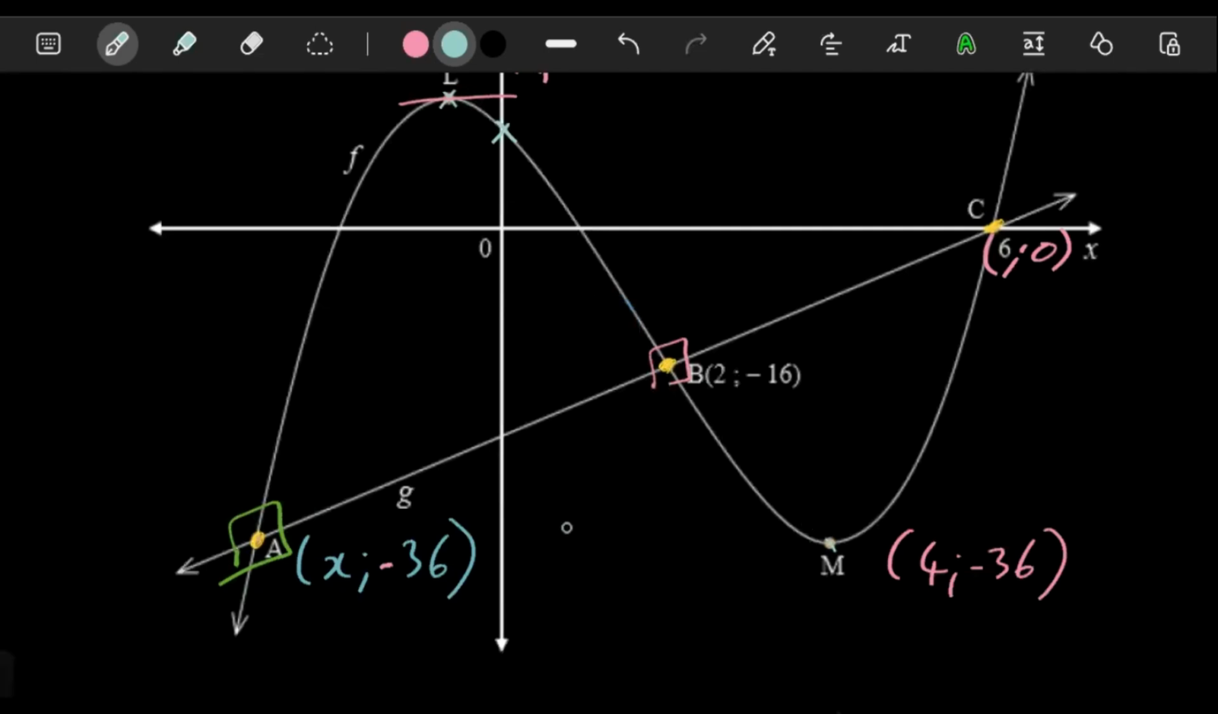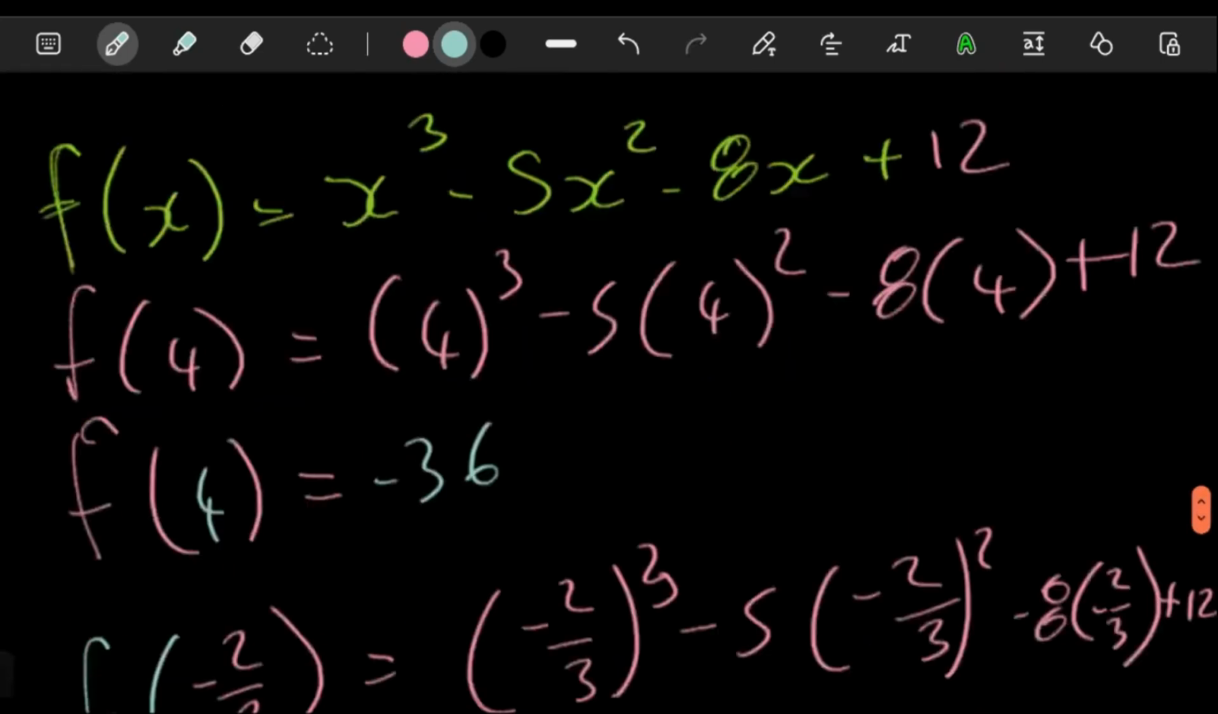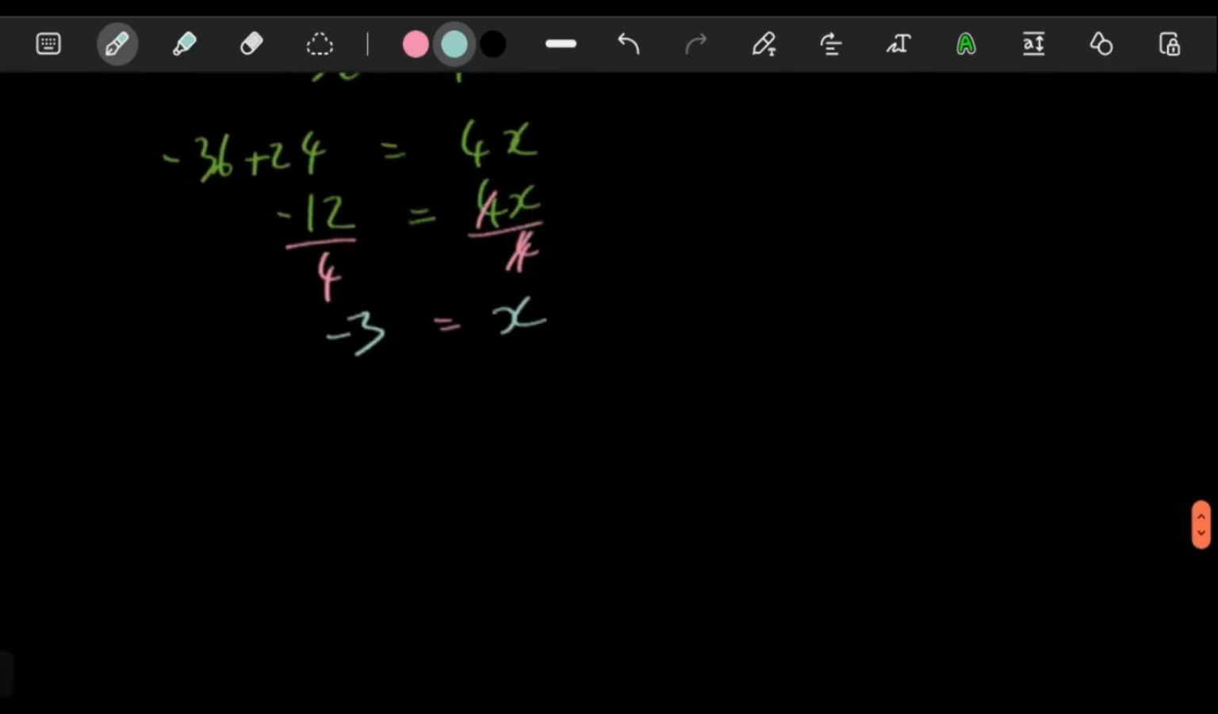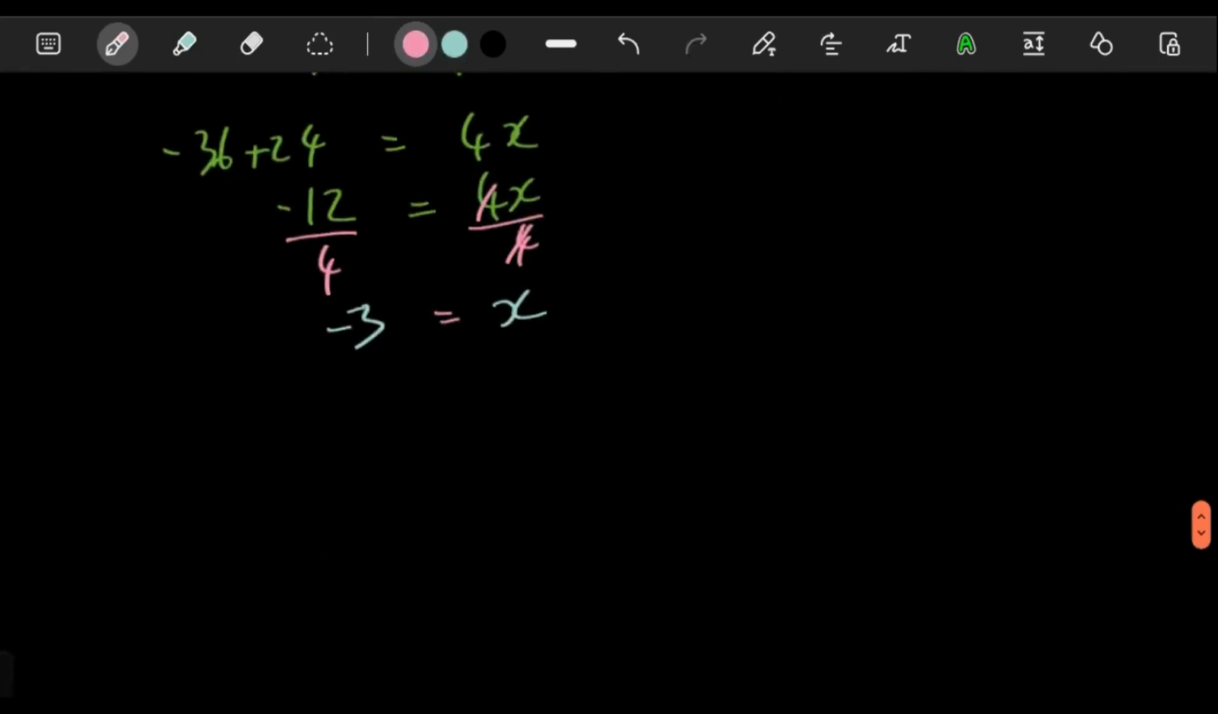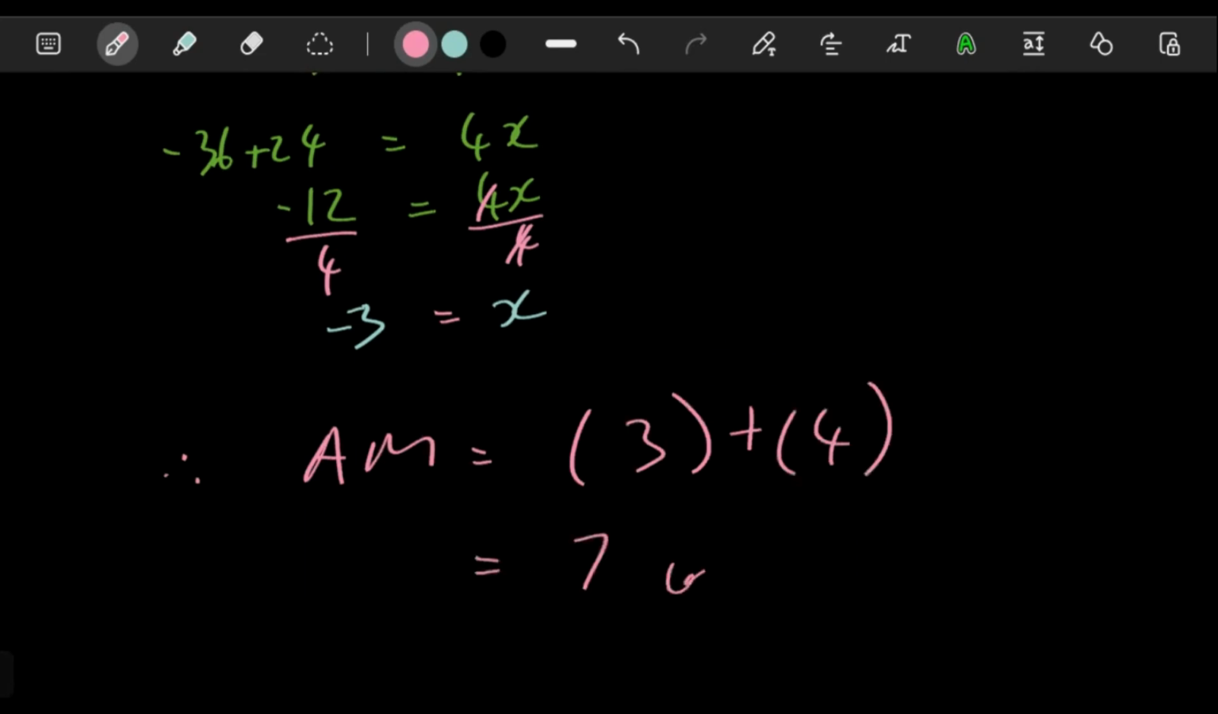From here to there, this is like 4, and then from here to there, that's like 3. Remember, when it comes to distance, you always take the number of units from the origin. So here, therefore, AM is equal to 3 plus 4, which is 7 units.